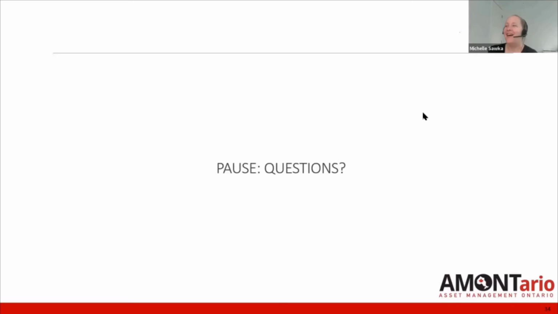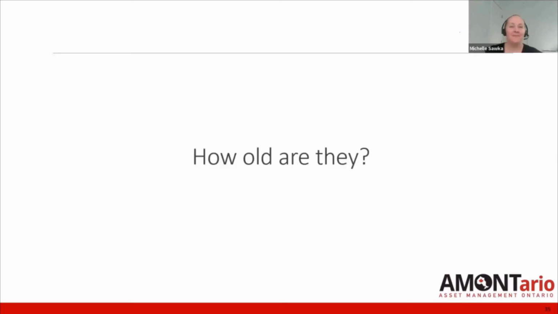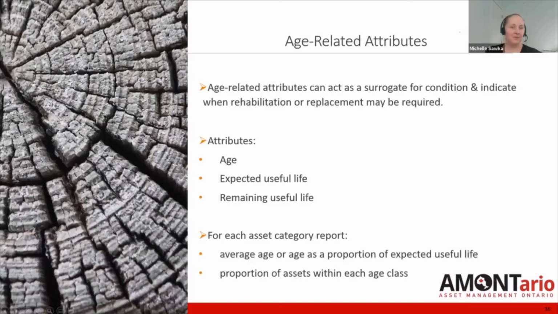Okay, so the next topic in the inventory is: how old are your assets? Our age attributes really give us an indication of condition and when assets might need to be renewed or replaced. And we're not just talking about age, we're also talking about expected useful life and remaining useful life, which Thomas did a great job illustrating in his example.